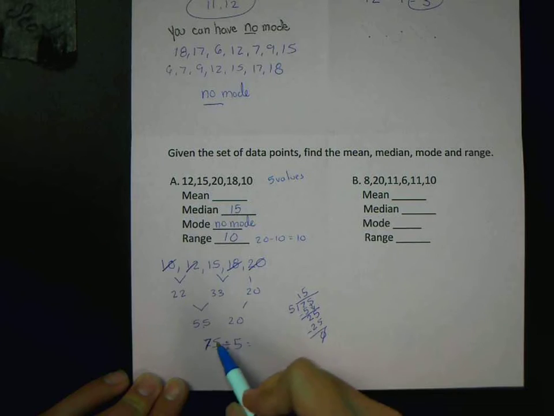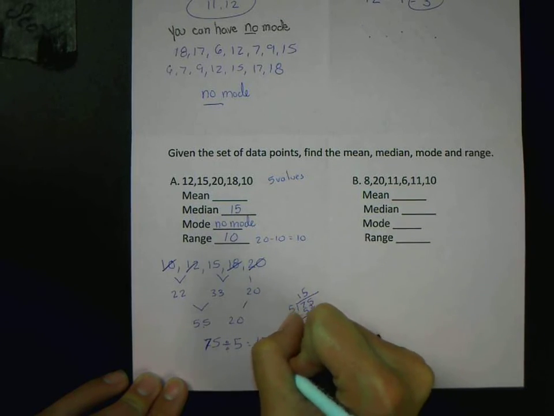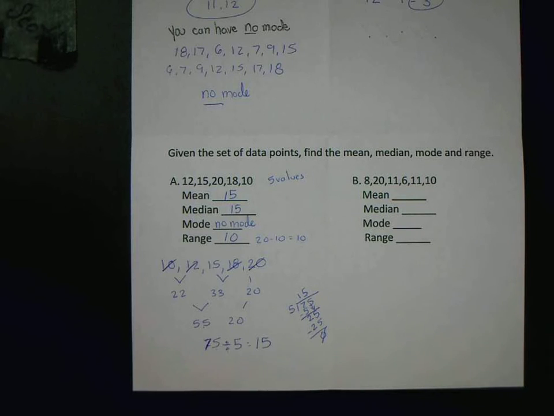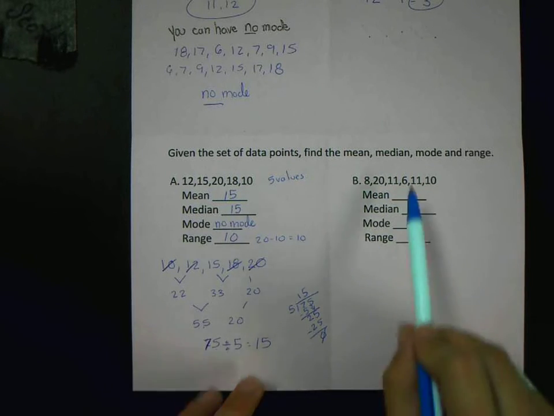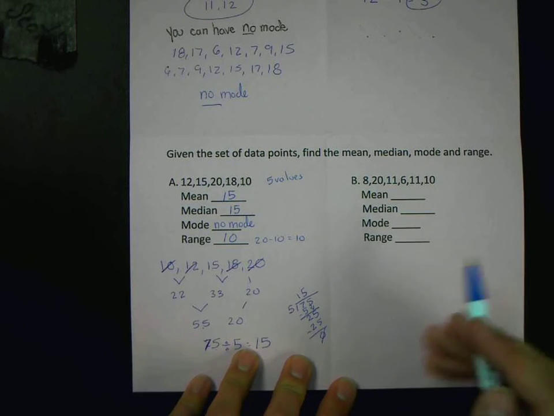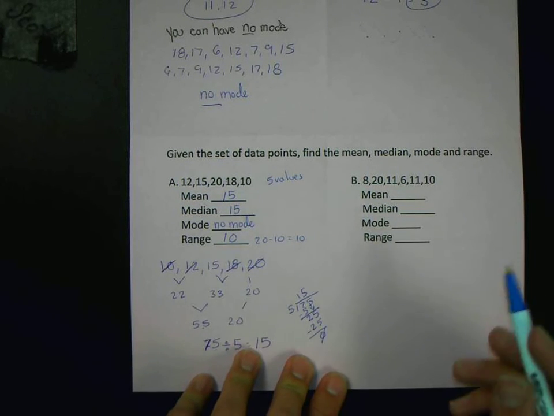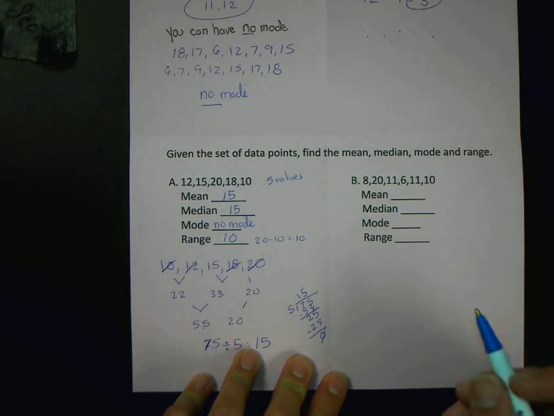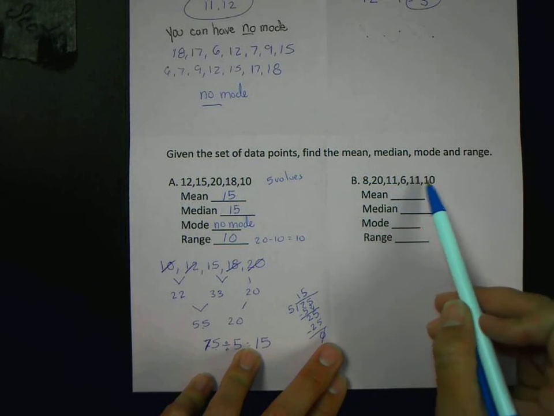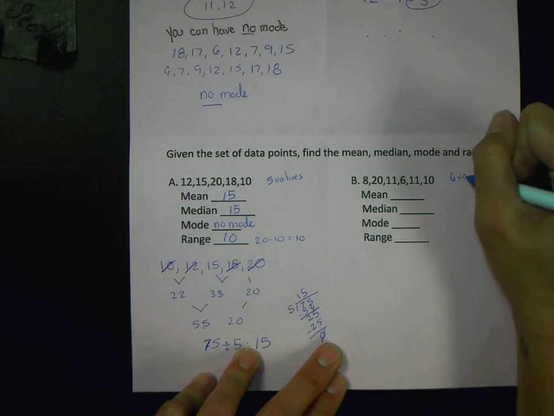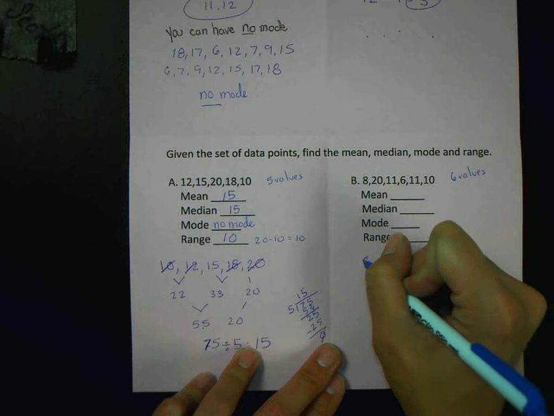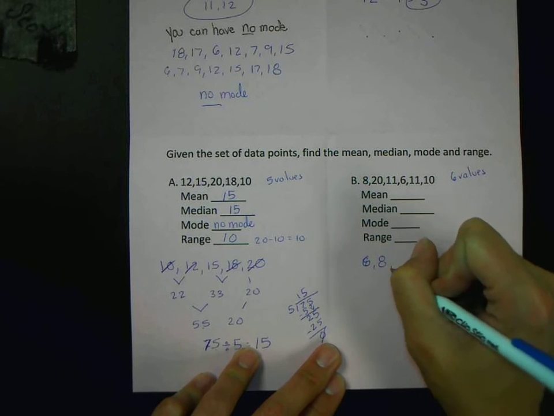Not too bad. All right, our second example, we have 8, 20, 11, 6, 11, and 10. Again, it's a good idea to order them from least to greatest after I count the number of values. I have 1, 2, 3, 4, 5, 6 values. All right, we're going to order from least to greatest. I have 6 as my first number. We have 8. We have 10. We have 11, 11, and 20. Double check that I have 6 values: 1, 2, 3, 4, 5, and 6.